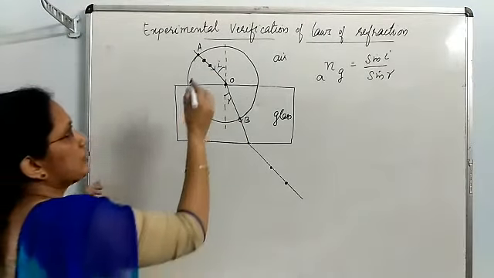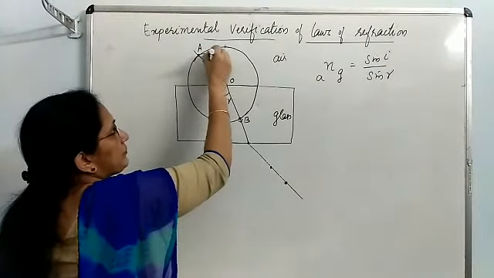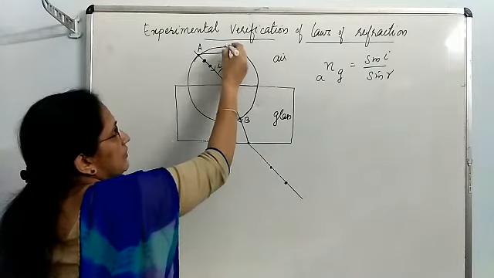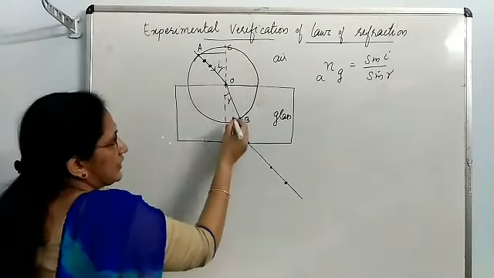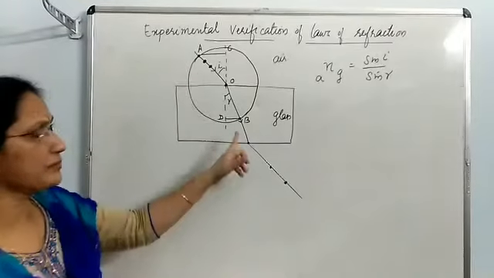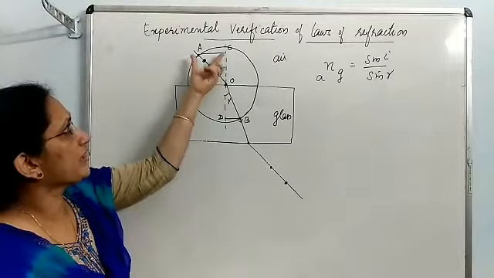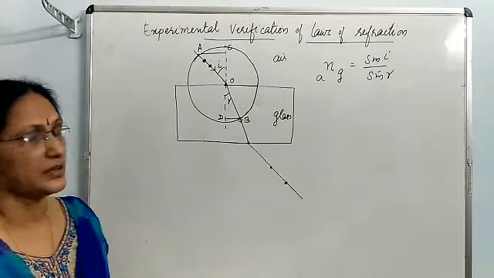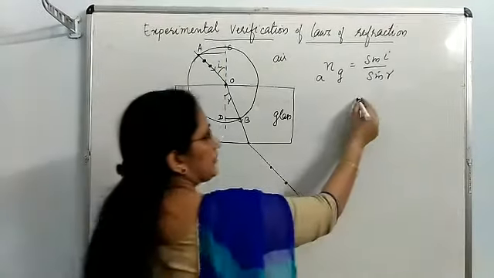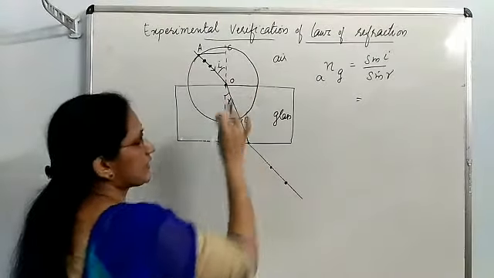Then from these two points, draw perpendicular lines to the normal. Let me mark them as AC and BD. From A and B, draw perpendicular lines to the normal. They are AC and BD. Now, the refractive index of glass with respect to air is sin I by sin R.